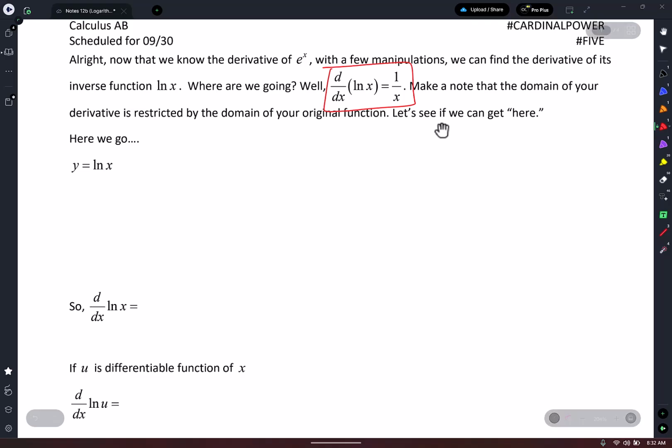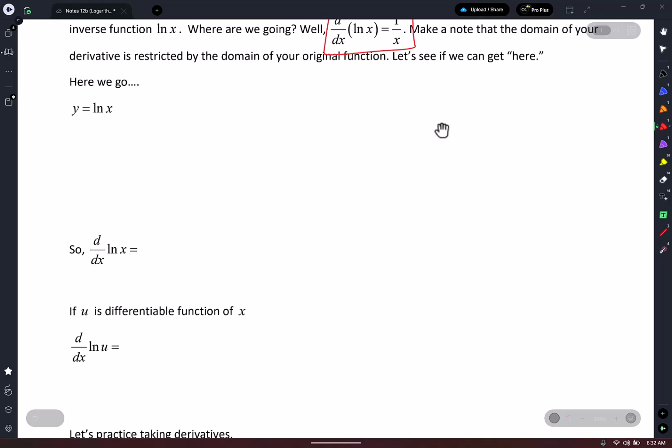So here we go. We don't know the derivative of ln of x, but we know the derivative of e to the x, and we know chain rule. So I can turn this into e to the y equals x. Because e and ln are inverses of each other, if I do that, I get e to the y equals e to the ln x, and that just drops to x. Does that make sense?